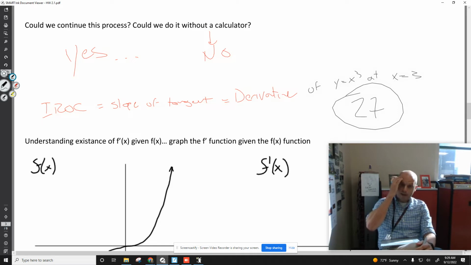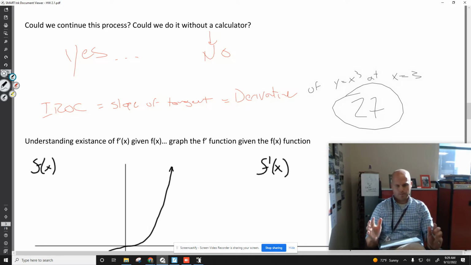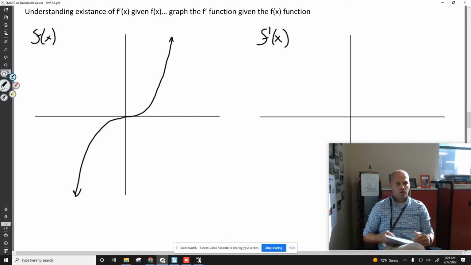Okay? But Newton didn't have calculators. Newton understood the idea behind this. Newton needed another way. And Newton discovered this beautiful idea, this beautiful discovery of a tangent slope function, a derivative function, and a derivative equation. Newton understood that if you looked at the tangent slopes to a function, again, let's assume this is x cubed, the one we just looked at.